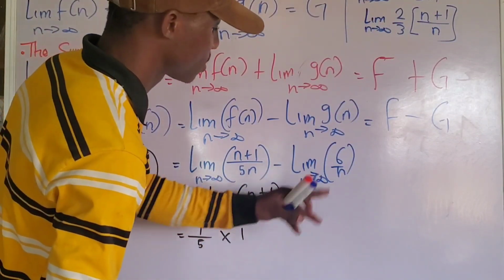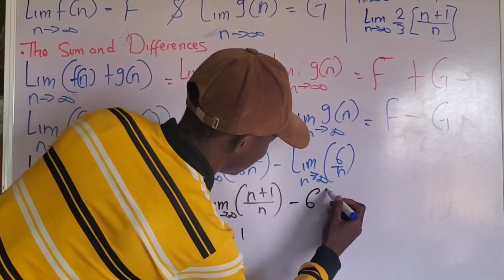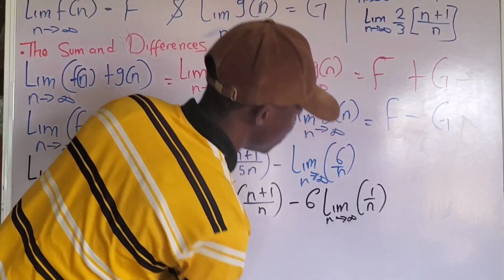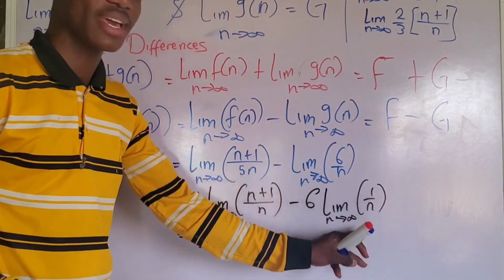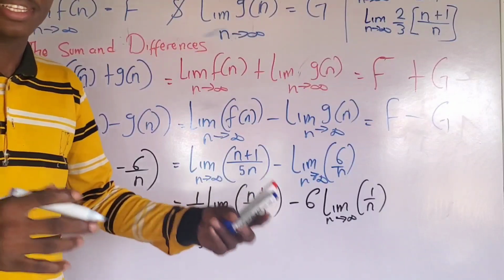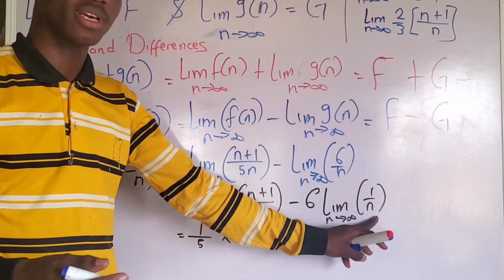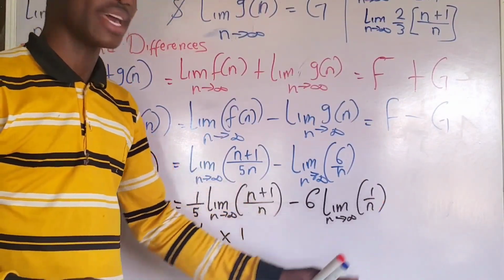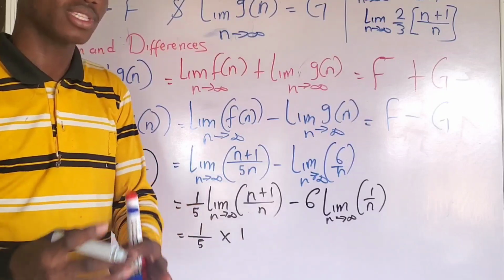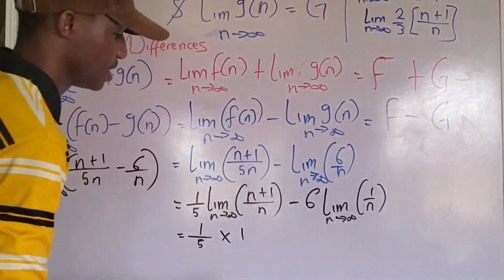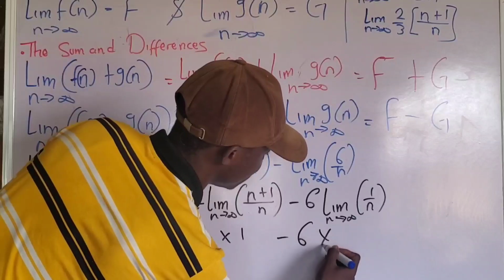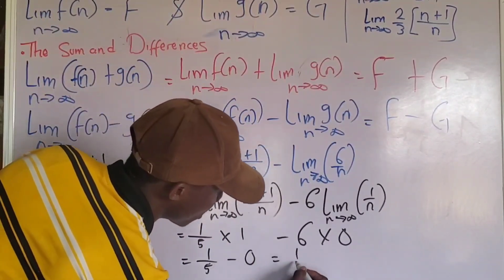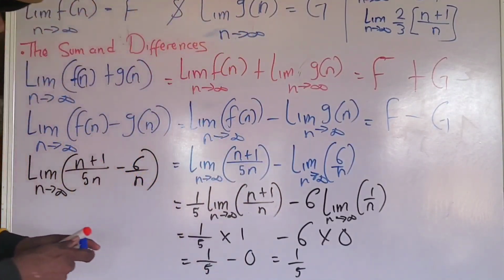Pay attention. The limit of 6 over n will be 6 times the limit of 1 over n as n tends to infinity. Don't forget that the limit of 1 over n is 0. When I started this class, I explained the meaning of this: the value will tend to approach 0. So we set the limit of 1 over n as n approaches infinity to 0. For this, I'm going to have minus 6 multiplied by 0. So that means I'm going to have 1 over 5 minus 0, which is 1 over 5. That is the limit of the function.